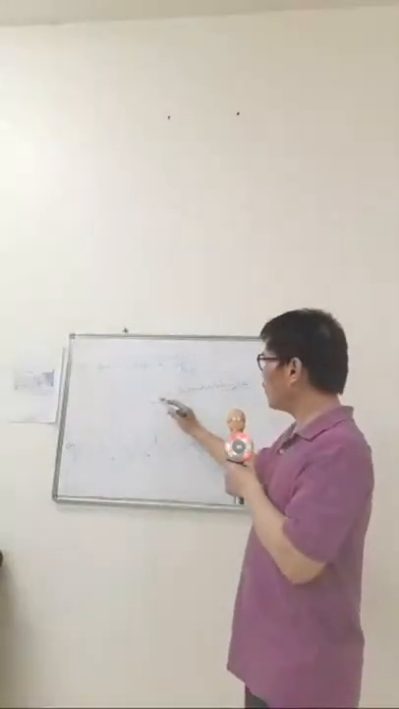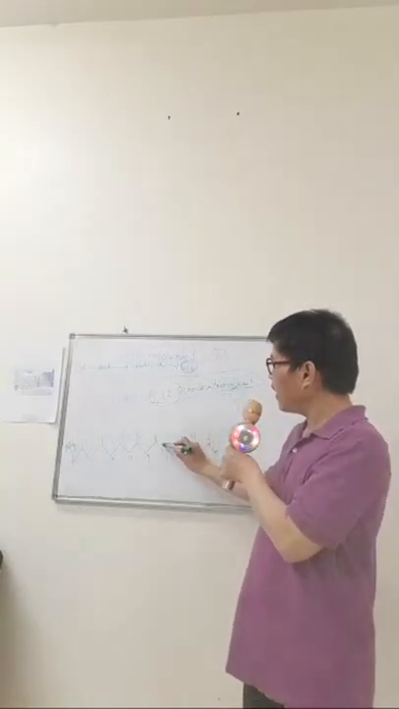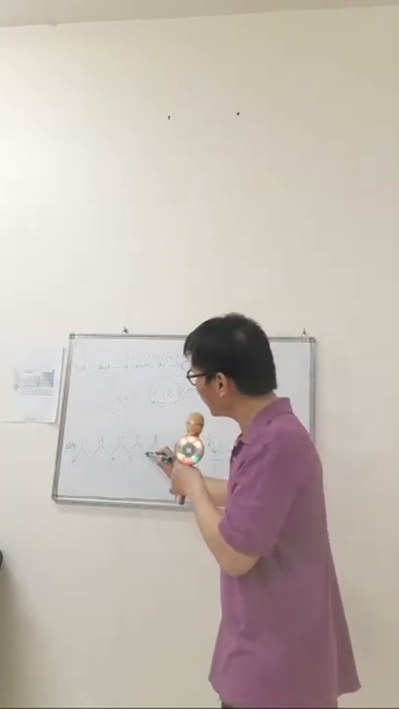So your first double bond will be number 9. 1, 2, 3, 4, 5, 6, 7, 8, 9. You're at 9 now. Here, 9. Double bond here.